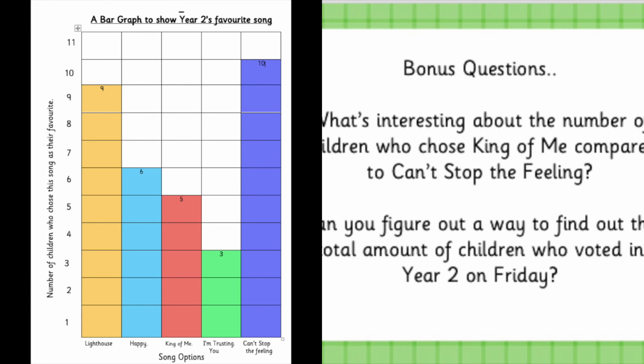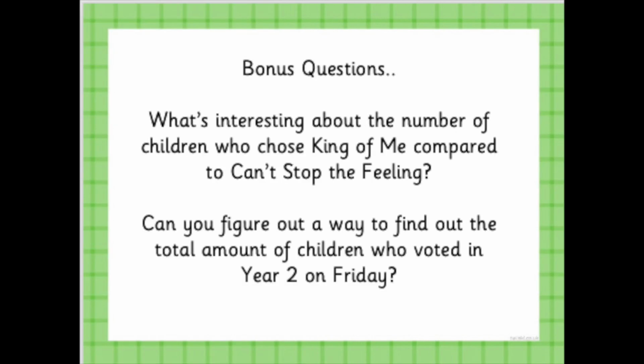If you can figure out a way to find out how many children across P2 took part in the vote, is there a way that you can find the total? See if you can figure that out with an adult or a grown up at home.